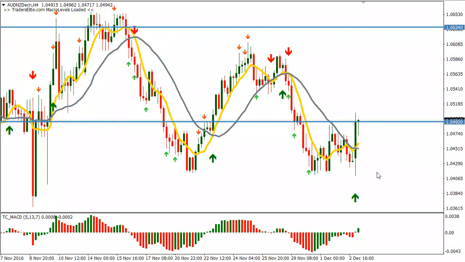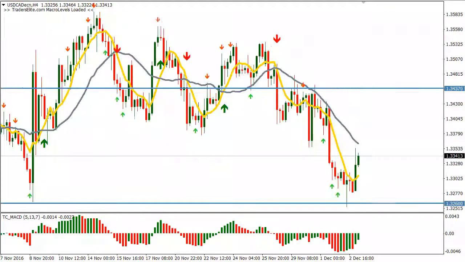If it goes below, then it could be going short. The tricky thing right now is that both the Aussie and the Kiwi pegged against the US dollar are fairly in a state of flux. So Aussie Kiwi is probably one I'd stick on the sidelines for.